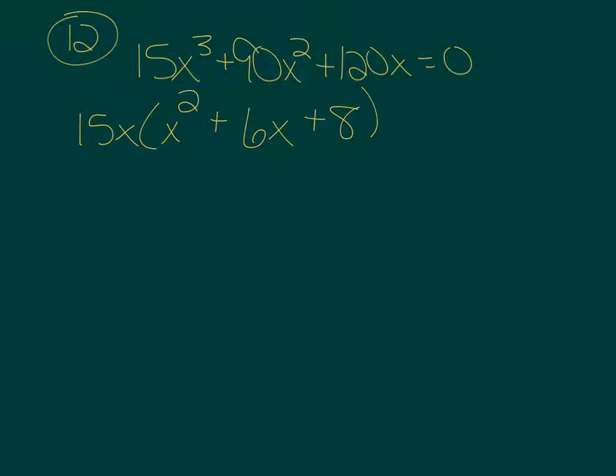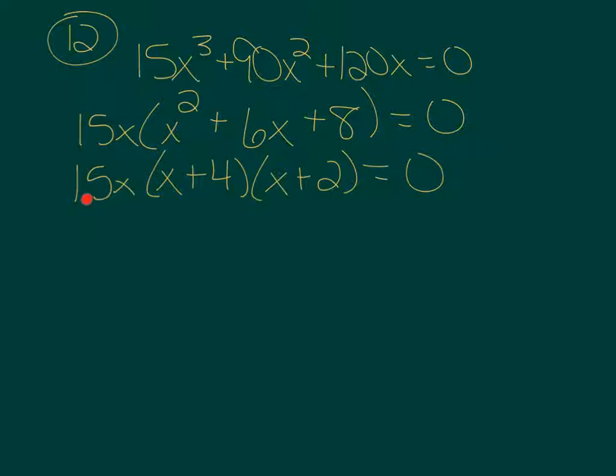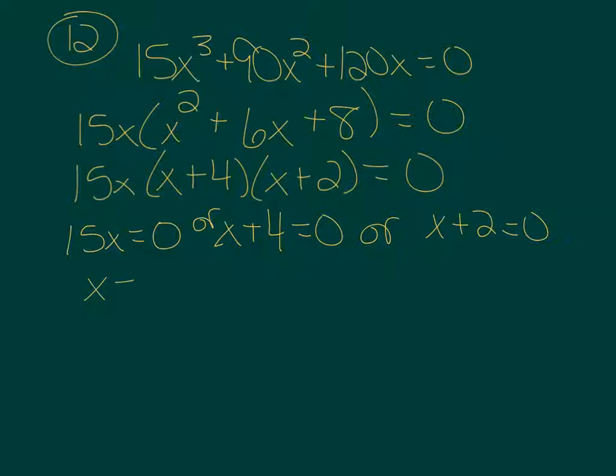Really, I'm just dividing, okay? Now I have a trinomial. It factors. X plus 4 and x plus 2, right? 4 times 2 is 8. 4x plus 2x is 6x. This is still equal to 0. Now I have three factors, 1, 2, 3. I'm going to set them each equal to 0. If the product is 0, then 1 or all of these has to equal 0. I get x is 0, or x is negative 4, or x is negative 2.